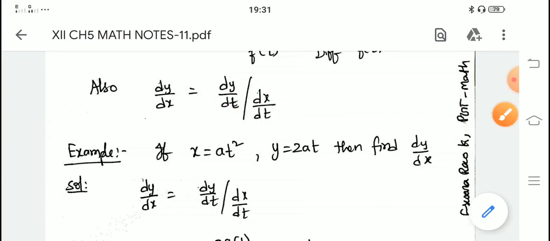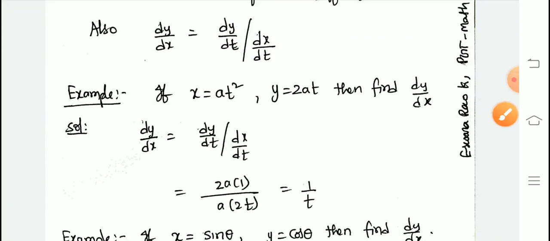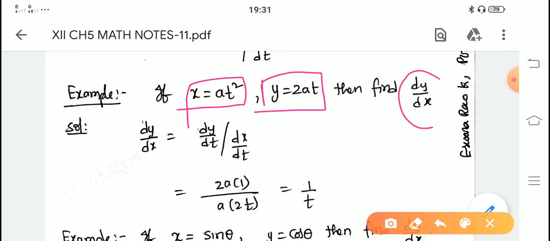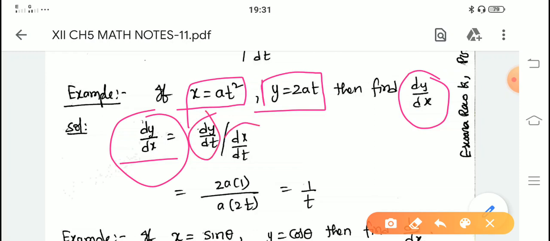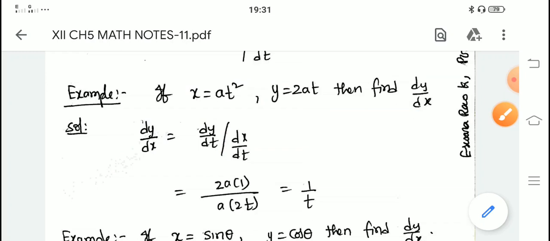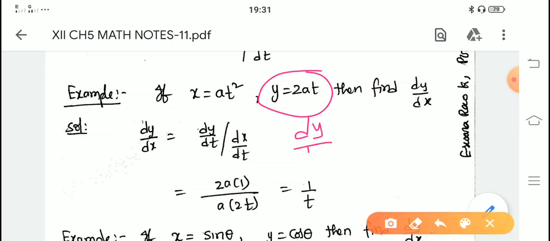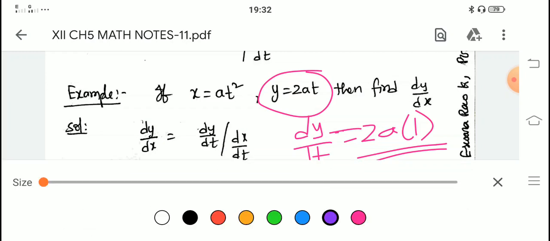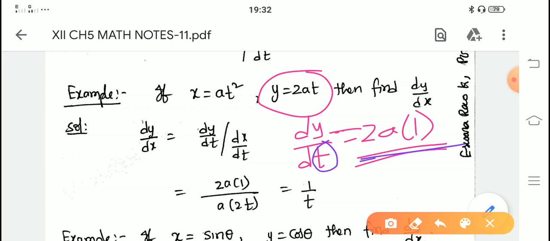Now let me explain with the help of an example so that you will understand more clearly. x is given as a t square, y is given as 2at. Find dy by dx. The very first thing is the formula: dy by dx is equal to dy by dt by dx by dt. What is dy by dt? Look, dy by dt is equal to 2a into 1, because the differentiation of t is 1, as you are differentiating with respect to t. So it is 2a into 1.